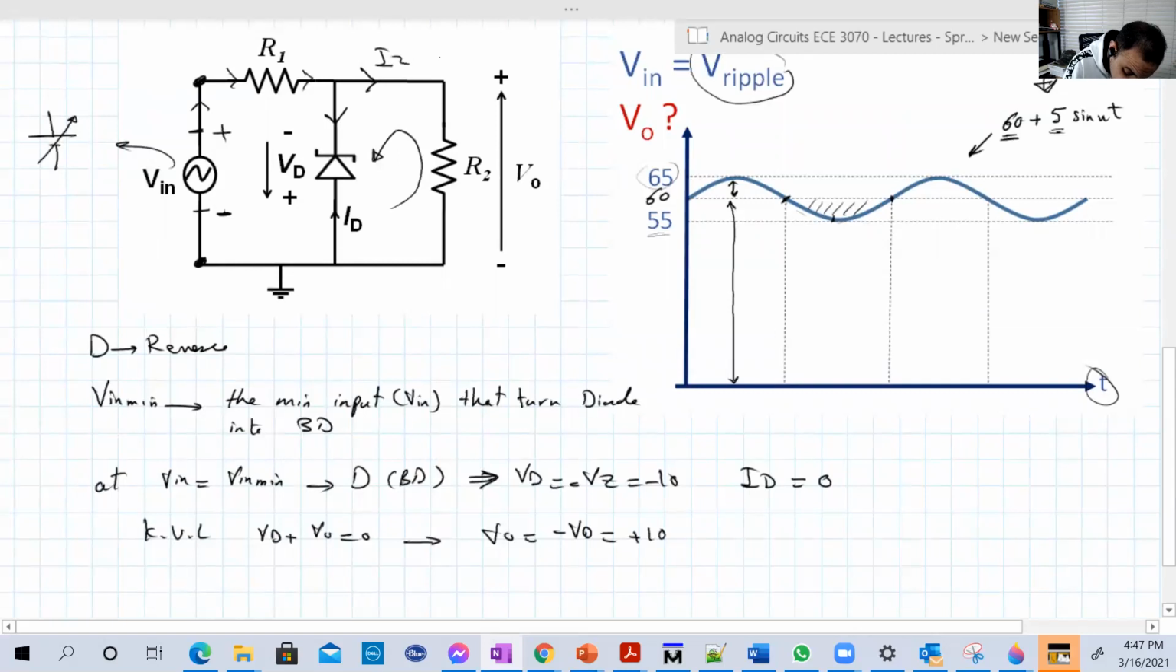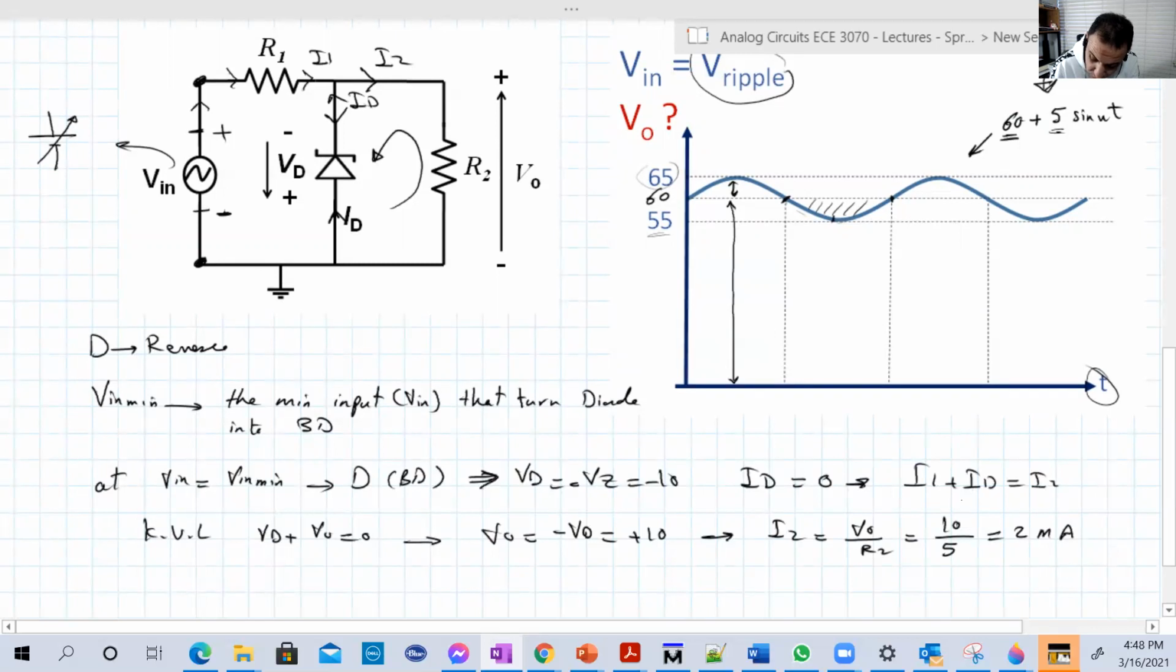Let's assume the current that is flowing in R2 is I2. Based on that, I2 is equal to Vo, which is the voltage of the resistor R2, over R2. So equal to 10 divided by 5, since it's 5 kilo ohms. This will give you 2 milliamperes. And since ID is 0, with ID flowing in that direction, and if we call this I1, then I1 plus ID equals I2. So ID is 0, so I1 is equal to I2, equal to 2 milliamperes. So I1 is equal to 2 milliamperes.